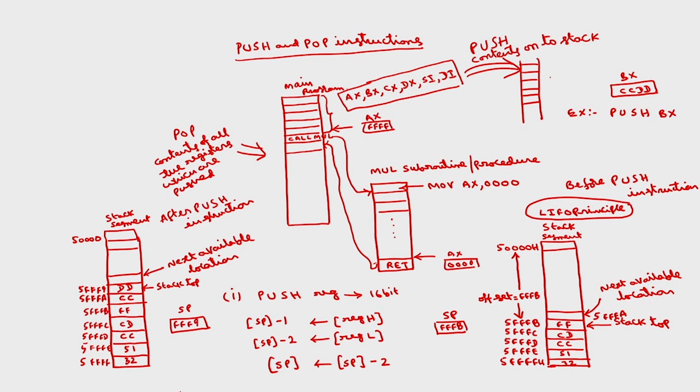Then what about this CC? What is the address of this with respect to the stack pointer? The stack pointer is here, FFF9. So the contents of the stack pointer have to be transferred to the lower order register, and the contents of stack pointer plus 1 have to be transferred to BH. Once DD and CC are transferred, the stack top becomes again the same old FF. And what will be the stack pointer? FFFB. Compared to this FFF9, FFFB is equal to this plus 2.